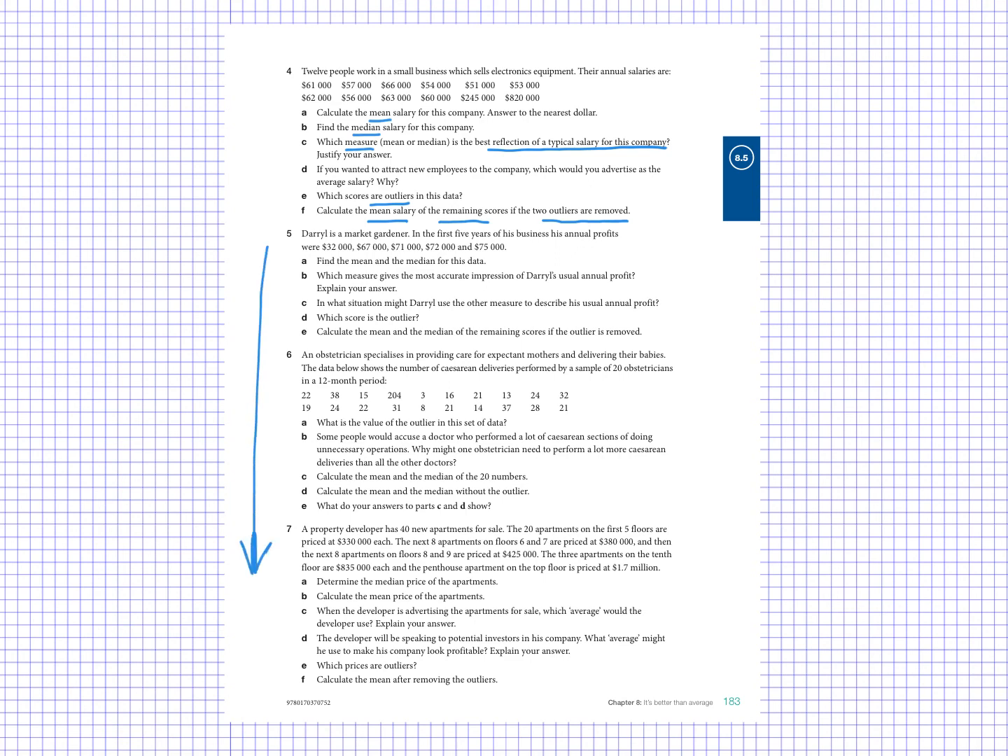So reminder, we're looking at outliers and their effect on data sets.